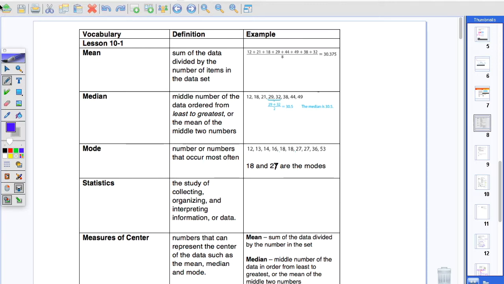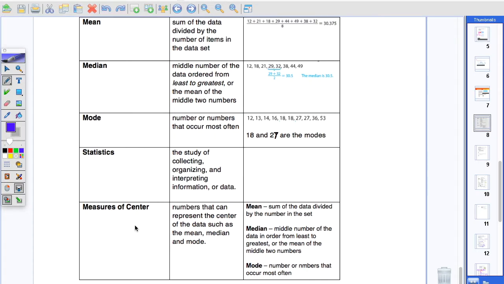Mode is the number or numbers that occur most often. So in my list of data, I can see that my 18 is repeated twice and my 27. So those are my modes. Statistics is the study of collecting, organizing, and interpreting information or data. And measures of center are numbers that can represent the center of the data, such as the mean, median, and mode.